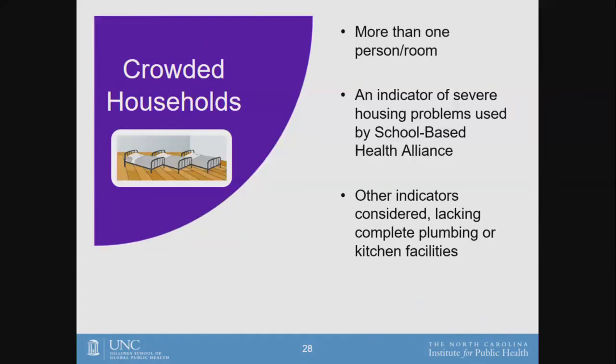The other measures we considered were lack of complete plumbing or kitchen facilities, which you might think, there aren't any houses like that in Wake County, right? But there are, thousands in fact, but not nearly as many as crowded households. So these are kind of proxies for each other in a way.